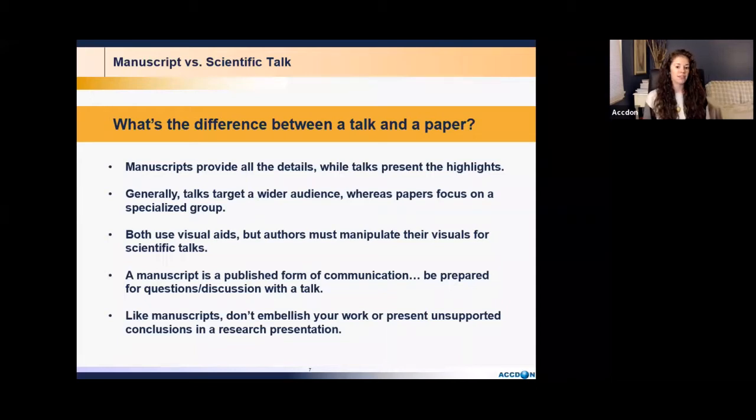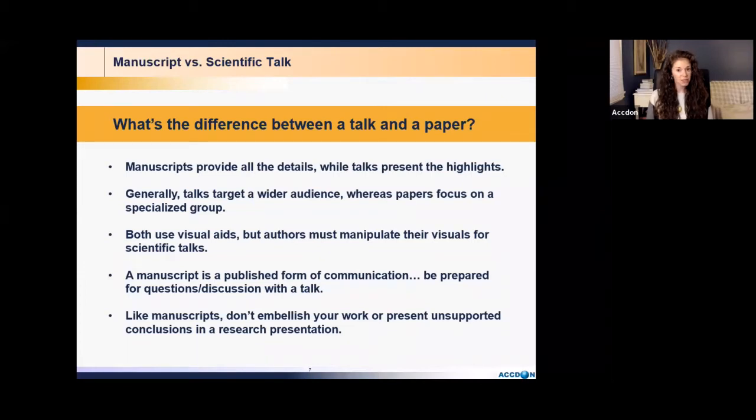Another important thing to consider is that a manuscript is a published form of communication. You've probably already had the majority of your discussion and the reviewer comments and criticisms before your manuscript is published, with the exception of post-publication review, which is now emerging a little bit more in society. With a talk, the questions are going to come after your presentation, and the discussion that you receive will continue, perhaps for days and hopefully for weeks and months as you generate colleagues.